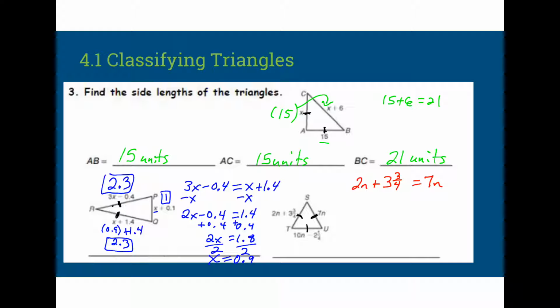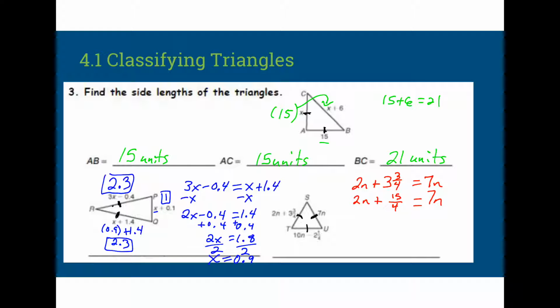Because I can't really do any math with 3 3/4, I've got to turn that into an improper fraction. So 2n plus, and in order to do that, I'm going to multiply the big 3 times the 4 to get 12, and then add 3 more onto that. So 12 plus 3 is 15. So then my final improper fraction will be 15 over the denominator, which is 4, equals 7n.